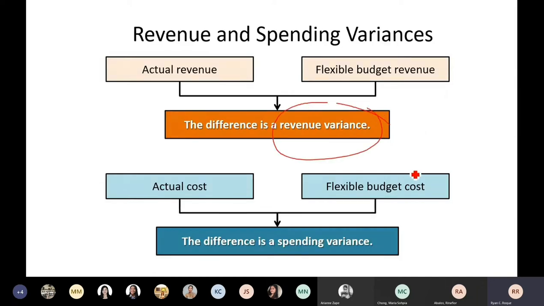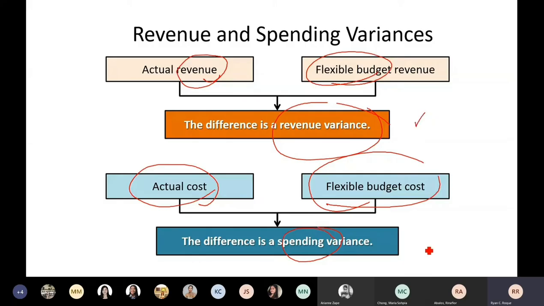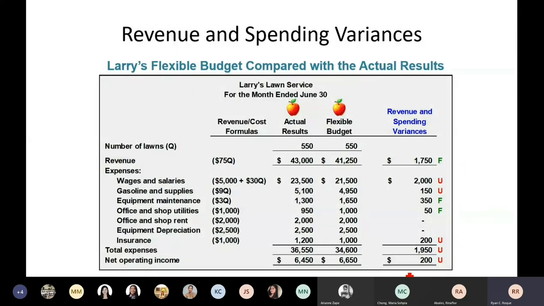Yung term, lahat ng variances natin, kung ano yung pangalan ng variance, makikita mo andun yung magkaiba. Revenue variance because the actual revenue ay iba sa flexible budget revenue. Ito ay spending variance naman or total cost variance kasi yung actual cost mo ay iba sa flexible budget cost mo. Okay, so possible in the exam you will encounter yung term na revenue variance and spending variance or simply the total cost variance.